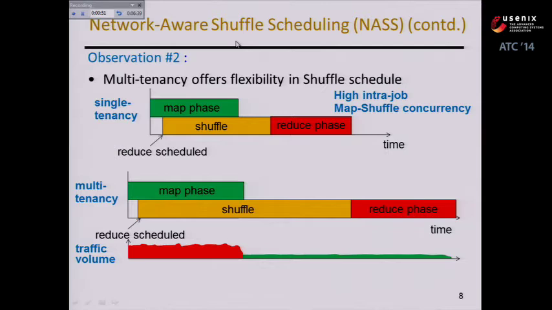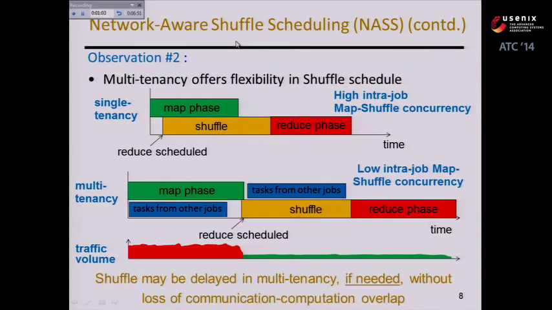Now, in terms of multi-tenancy, previous schedulers adopt the same policy, whereas we make the observation that if the network is saturated or there's huge pressure on the network, we can dynamically schedule these reduce tasks so that, at the very extreme, they can be scheduled at the end of the map phase. If we do that, we can more efficiently schedule our shuffle so that our execution time does not get hurt.